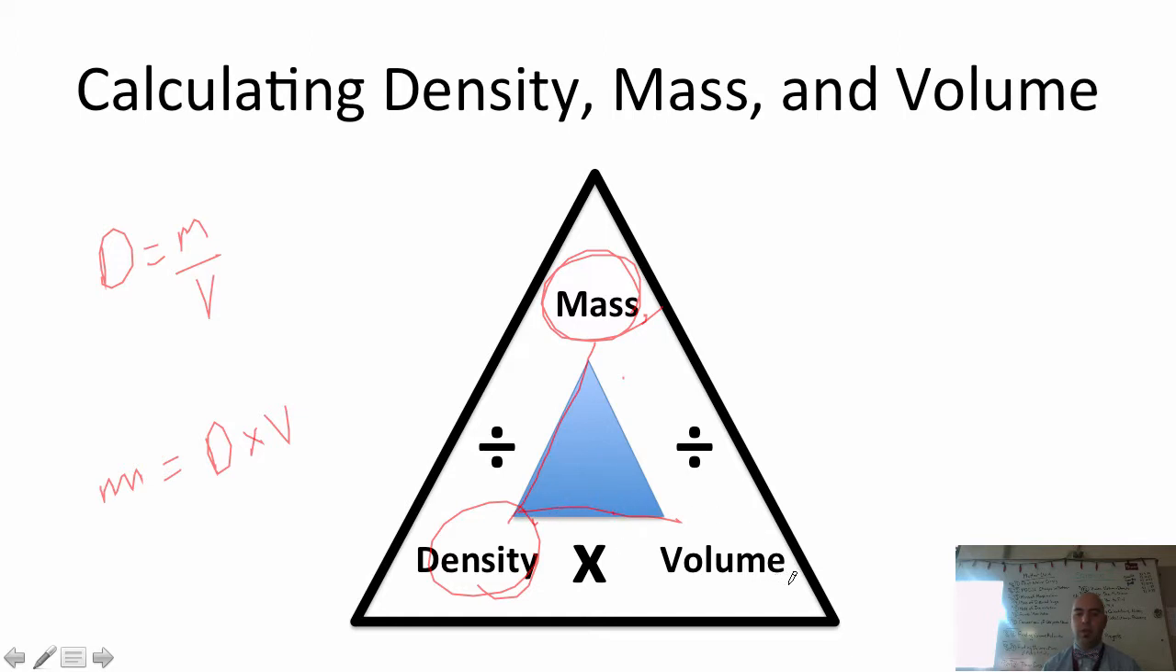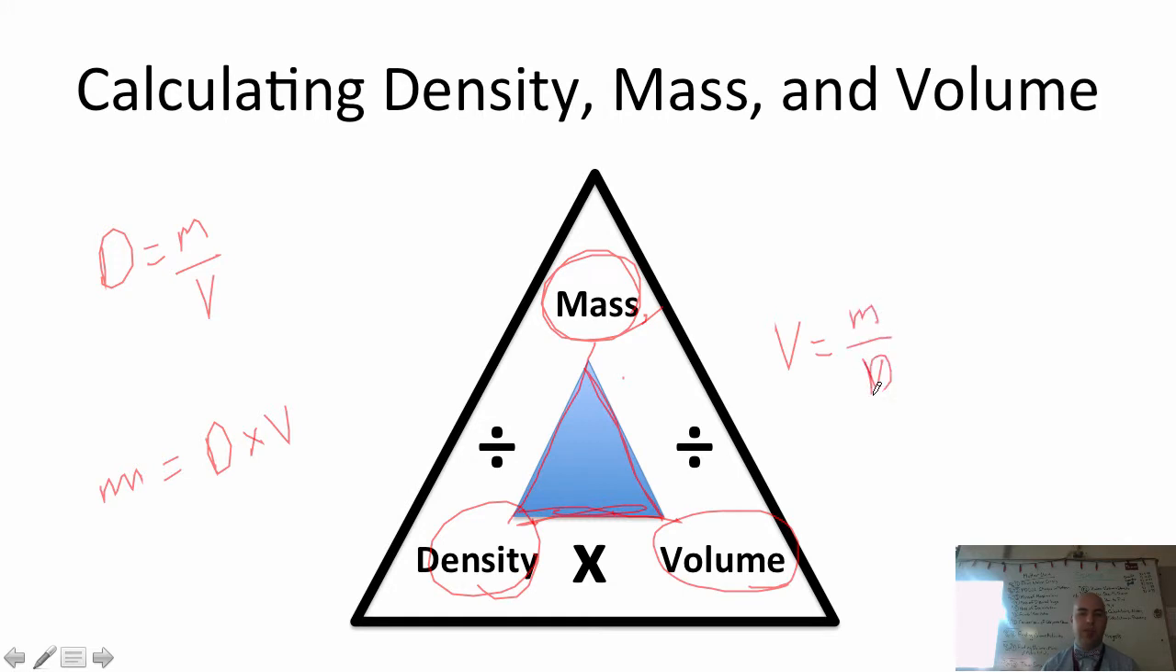So the last one, if I want to figure out volume, and I have my mass and I have my density, I just look over there. So volume equals what divided by what? Mass divided by density. Very good.